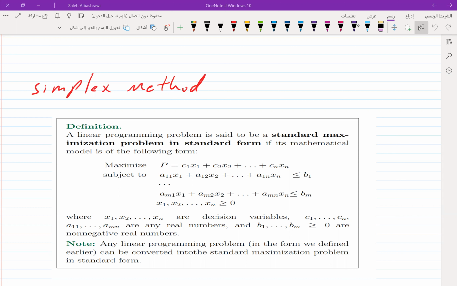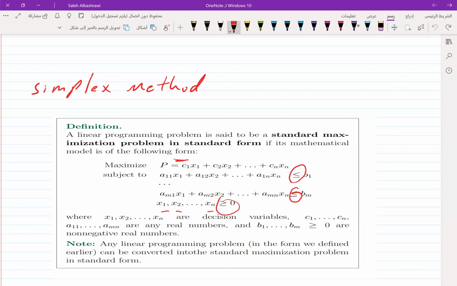Starting with the definition: a linear programming problem is said to be a standard maximization problem in standard form if its mathematical model is in the following form. We have the objective function b equal to c1 x1 plus c2 x2 plus up to c sub n x sub n. This will be our objective function, and the constraints will be linear inequalities, and all of them must be less than or equal to some number, where all the variables x1, x2, xn are greater than or equal to 0.